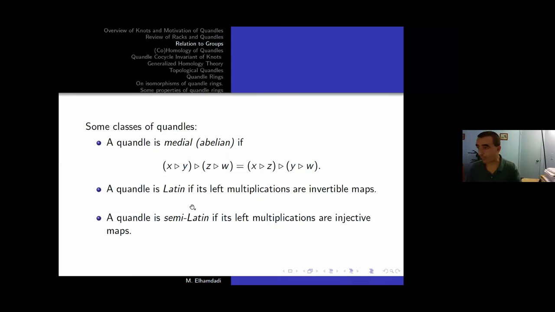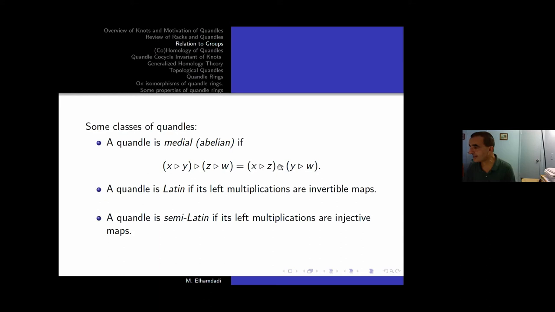Okay, let me give a few classes of quandles. I have to move on because time is moving quicker. There is a notion of medial quandle, which is a quandle that satisfies this relation for any elements x, y, and z. Now, the word medial is explained by just taking a look at this. You see that the two medial terms, y and z, are switched.